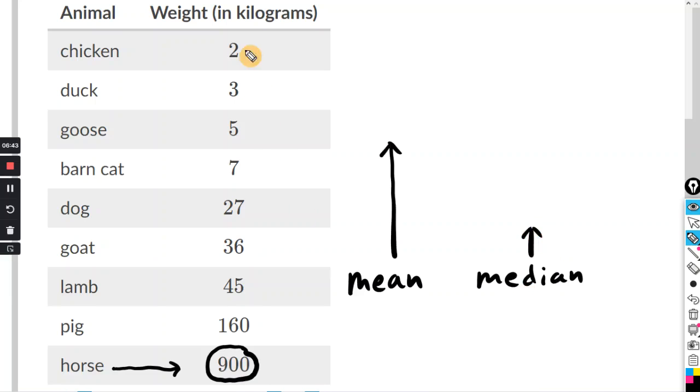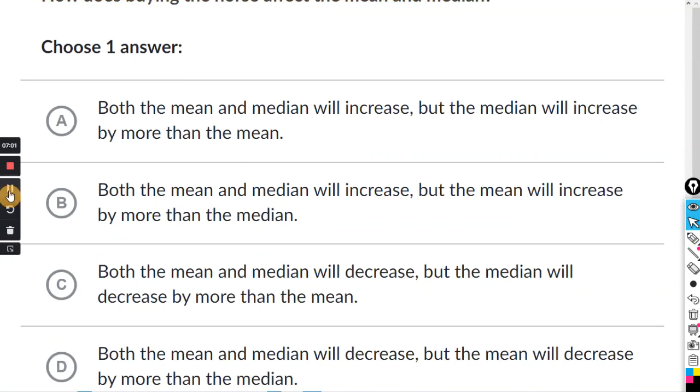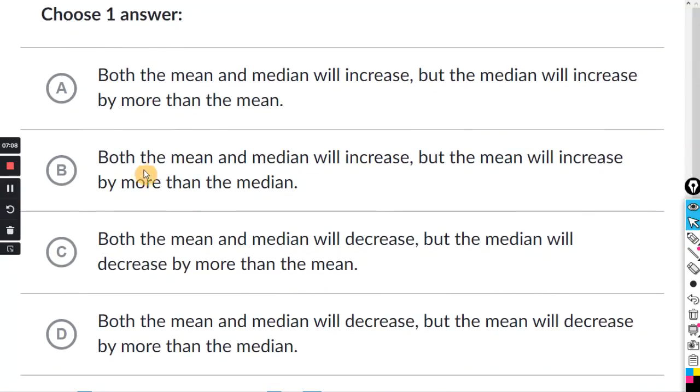Okay, you can certainly try to calculate it if you want, but you don't need to, because we know when you add a really high point that's much greater than the other numbers, it's going to increase the mean more than the median. We said that at the beginning. So they both go up, but the mean goes up much more. Answer A says they both increase, but the median will increase more. That's not true. Both the mean and median will increase, but the mean will increase by more.